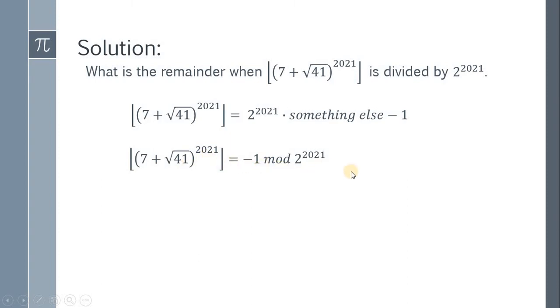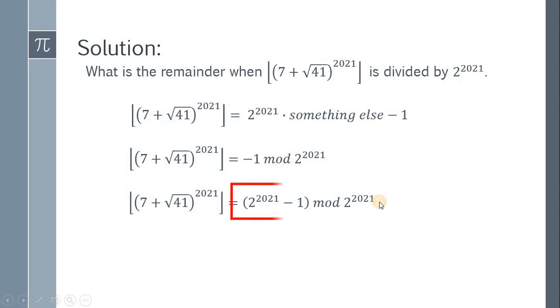To make it positive, mag-add tayo ng 2 raised to 2021. So we have the floor of 7 plus square root of 41 raised to 2021 is congruent to 2 raised to 2021 minus 1 mod 2 raised to 2021. Therefore, the remainder when this number is divided by 2 raised to 2021 is 2 raised to 2021 minus 1. And we're done.